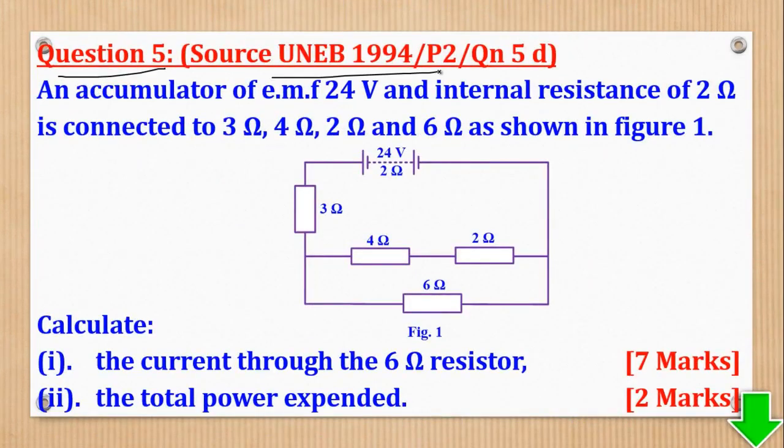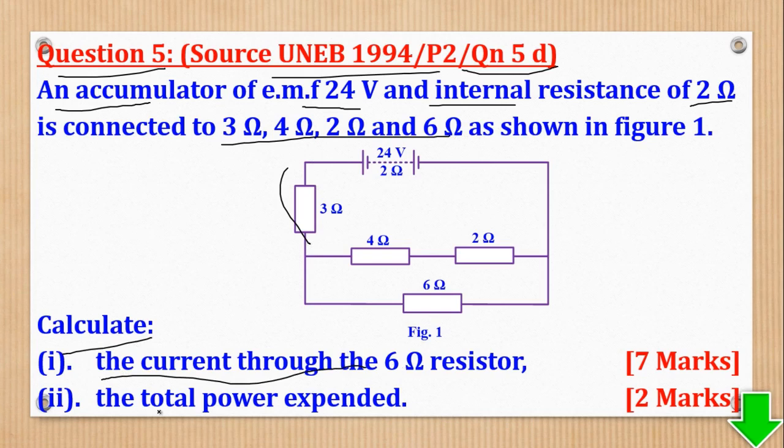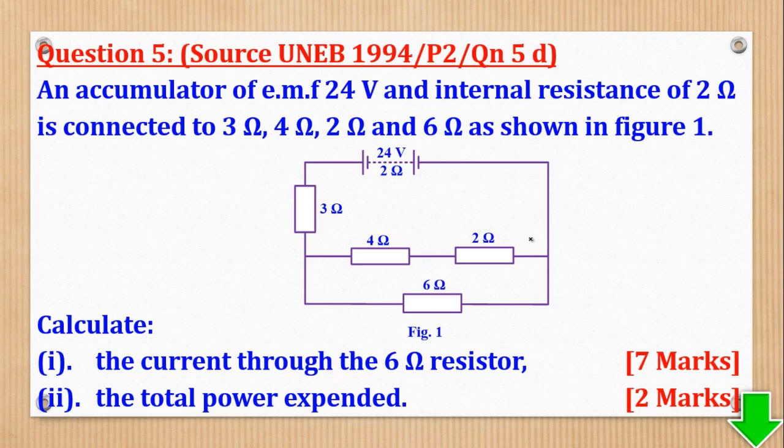Then question 5 came from UNEB 1994, paper 2, question 5D, and it says an accumulator of E.M.F. 24 volt and internal resistance 2 ohm is connected to these resistors as shown in the diagram. Calculate Roman 1, the current through the 6 ohm resistor, and Roman 2, the total power expended. So first of all, these ones are in series. Then when they're in series, they'll be in parallel with this, and at the end they'll be in series with this.